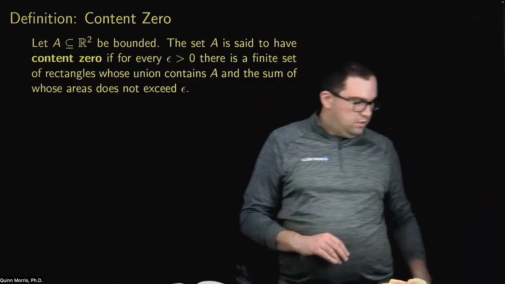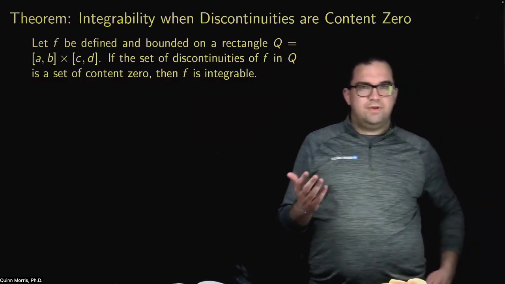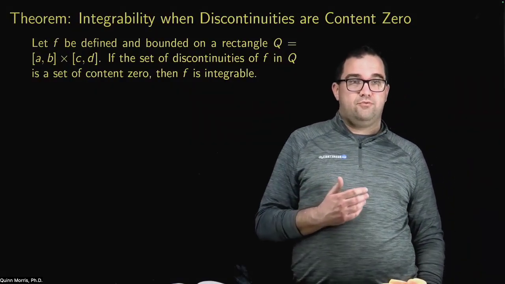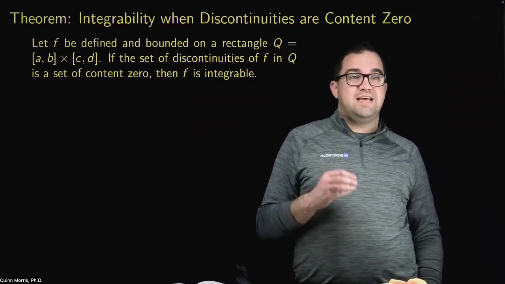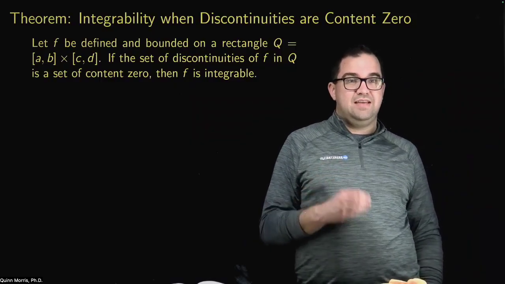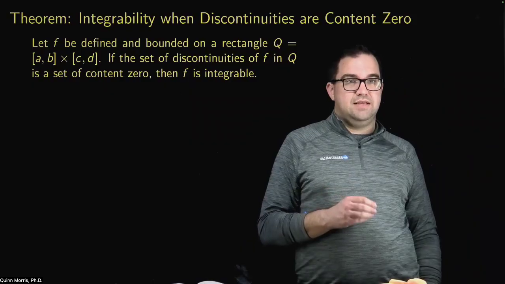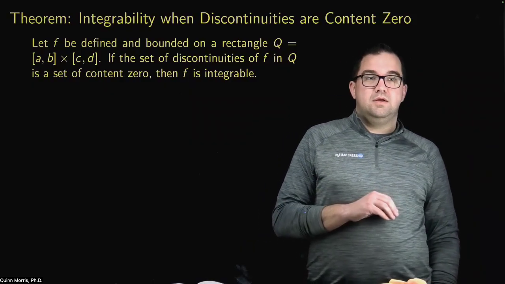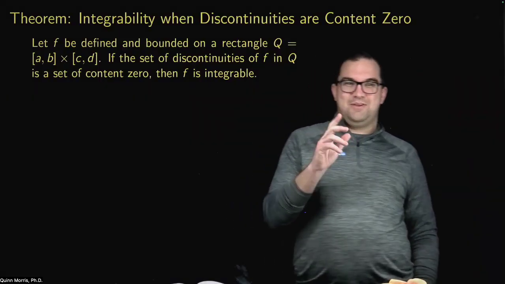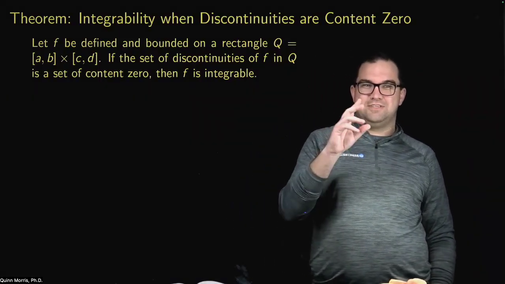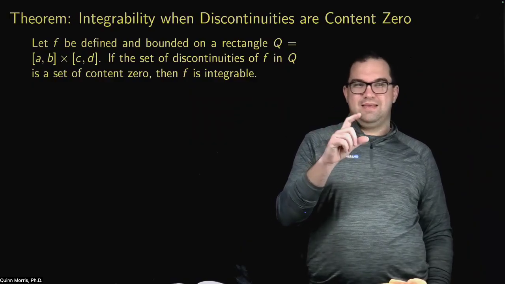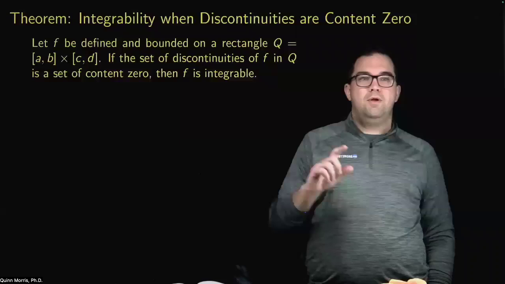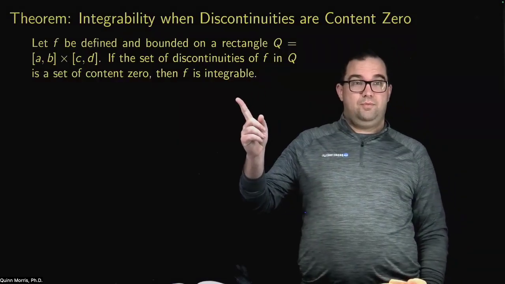Okay, so the theorem that you end up getting is the following. Let F be defined and bounded on a rectangle Q. If the set of discontinuities of F in Q is a set of content zero, then F is integrable. Now notice we don't get the iterated integration piece, because now all of a sudden some of these A of y things may not be continuous, they may not exist, they may not be integrable, but we do at least get that F is integrable.